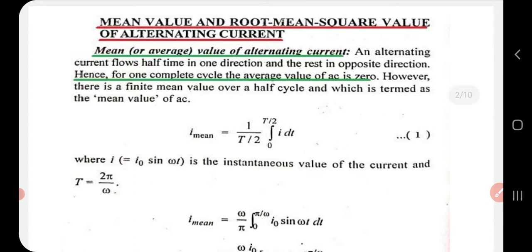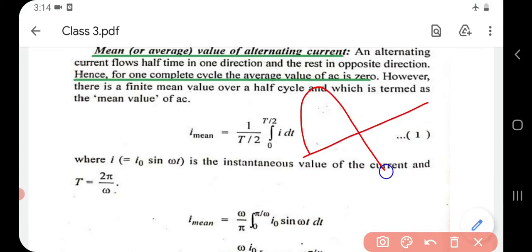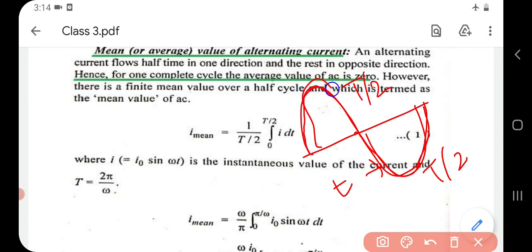You know that an alternating current flows half the time in one direction and the rest in the opposite direction. See, this is how you draw an AC with the time along this axis and current along the y-axis. So it flows half the time in one direction and another half in the opposite direction, like this. So this is the time period. If T is the time period, then this will be T by 2, and this half will again be T by 2. So the positive half in the positive direction and the negative half in the negative direction together form one complete cycle with the period T.